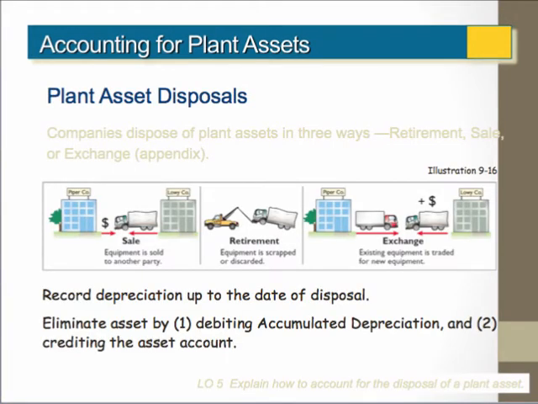One of the things that we have to determine through the life of the asset is what do we do at the end of the asset's useful life. In some cases, we will sell the asset. Other times, we'll retire the asset, or the other is to exchange the asset. In all cases, the common part that we have to do for all three methods of disposal is to get the old asset off the books and the accumulated depreciation related to that asset off the books.